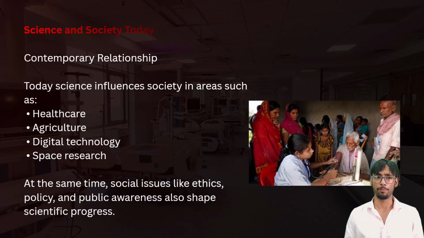Science and society today: the contemporary relationship. Today, science influences society in areas such as healthcare, agriculture, digital technology, and space research. At the same time, social issues like ethical policies and public awareness also shape scientific progress.